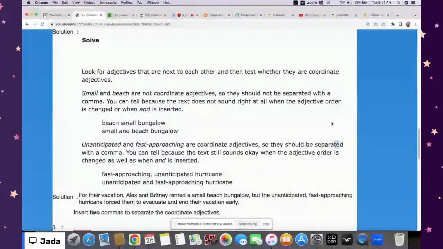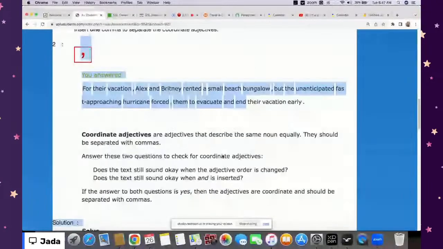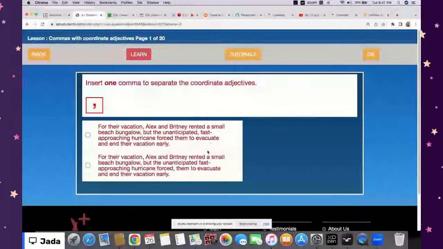So in general, you should know that coordinate adjectives describe the same noun equally and are separated with a comma. So you have to look at the sentence. Does it make sense if we separate them and add a comma? If it doesn't make sense, then you know that there's something wrong. So this one was in the tutorials.